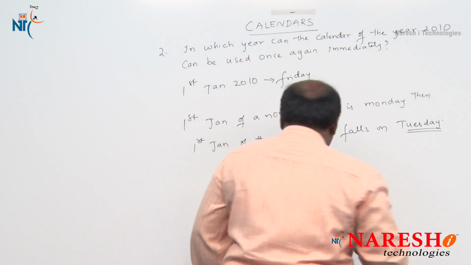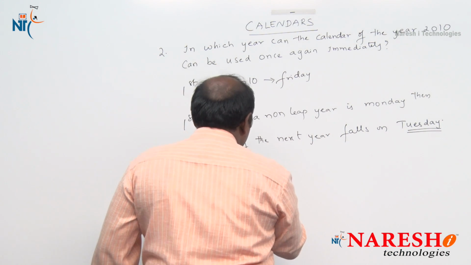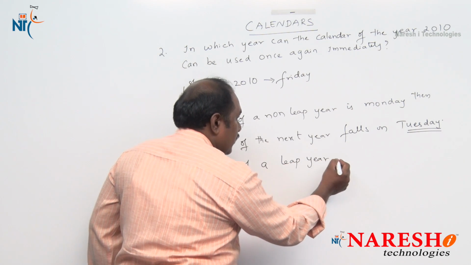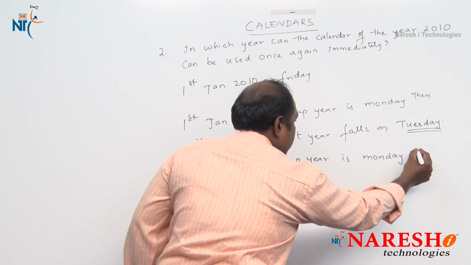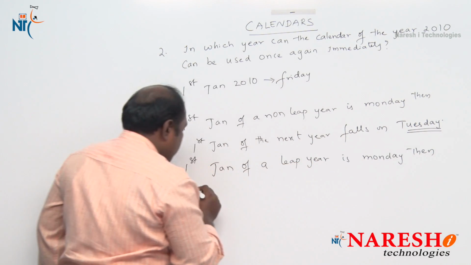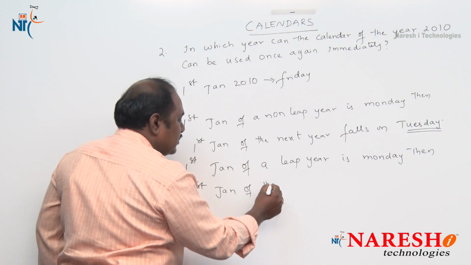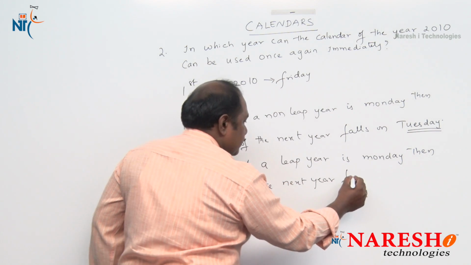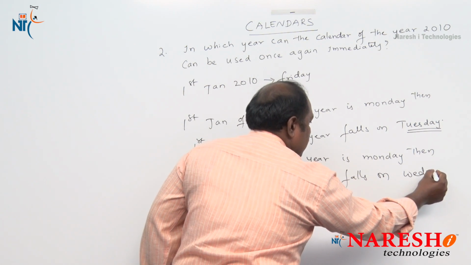Suppose I say 1st January of a leap year is Monday, then 1st January of the next year falls on, it is Wednesday.